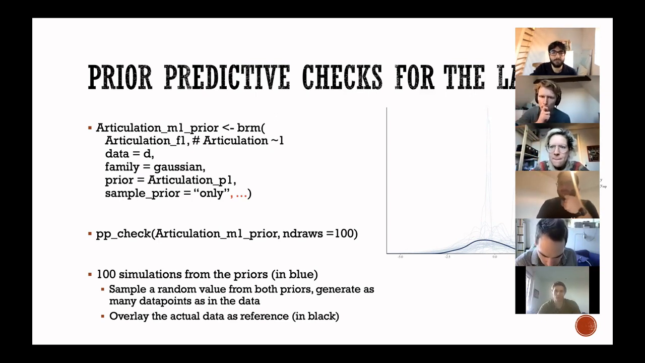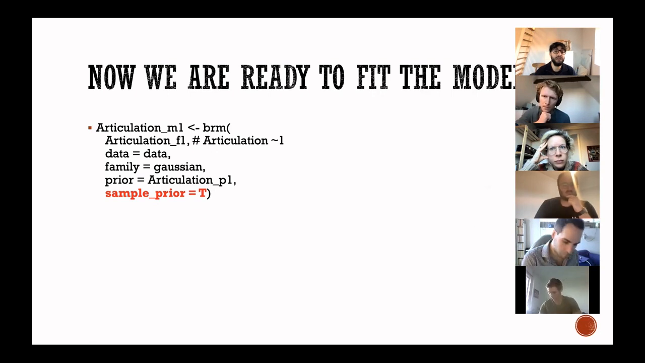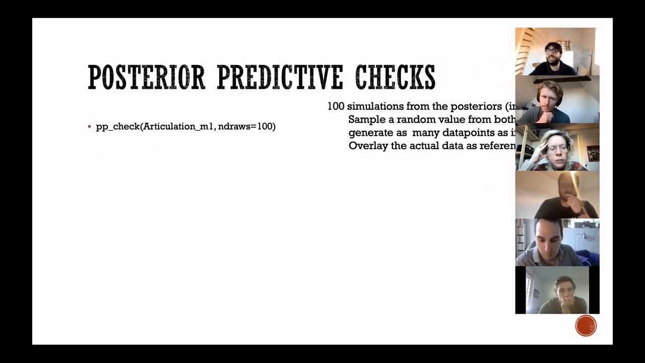Good. So now we're ready to fit them, right? We checked our priors. They sort of make sense. We're in the right region. It's not the last check that we're going to do, but we know that we're not asking the model to search for a mean and a sigma in crazy places. The only thing that we do differently compared to the previous code is we say that sample prior should not be only, but it should be true. So it should sample the prior, but not just the prior. And then we can do a posterior predictive check, right?